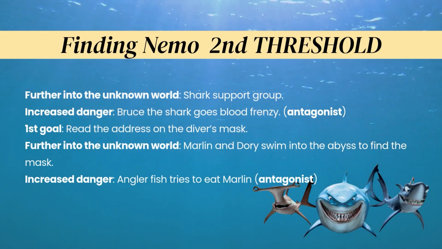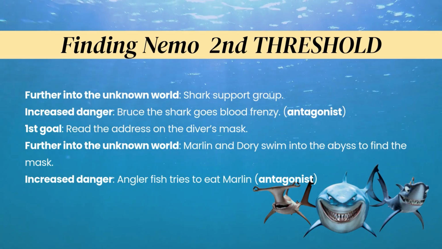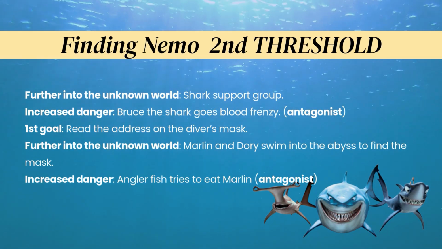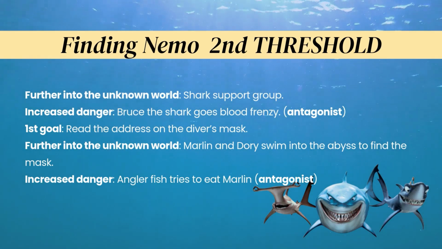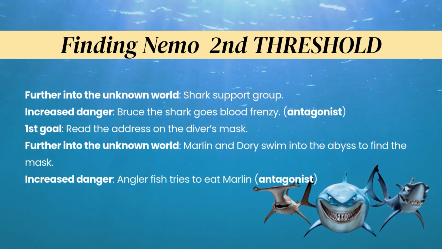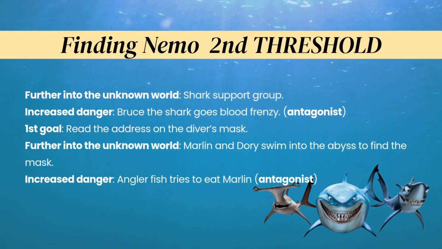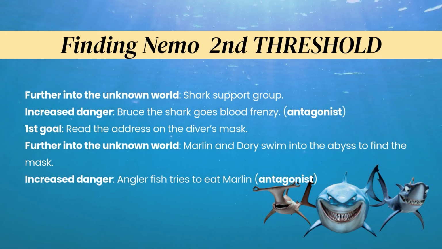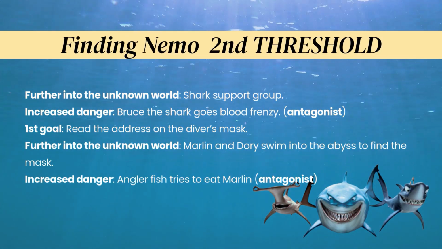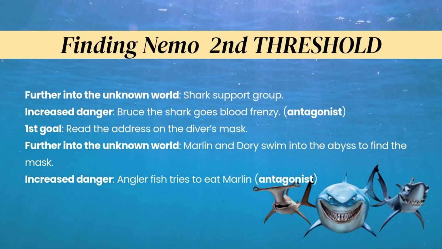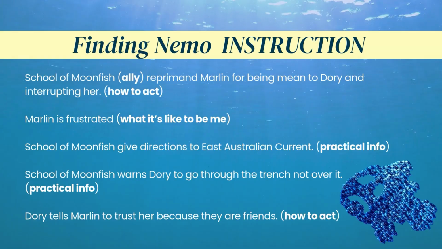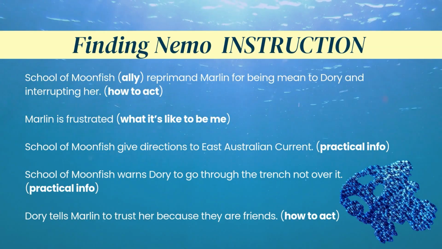In Finding Nemo, we move further into the unknown world, the shark support group. The increased danger is when Bruce the shark goes into a blood frenzy. He's the antagonist. The first goal is to read the address on the diver's mask. We go further into the unknown world. Marlin and Dory swim to the abyss to find the mask. There is an increased danger. The anglerfish swallows Marlin, also an antagonist.